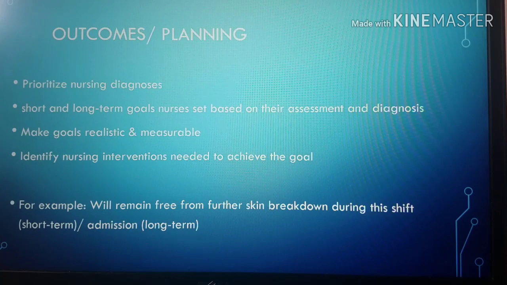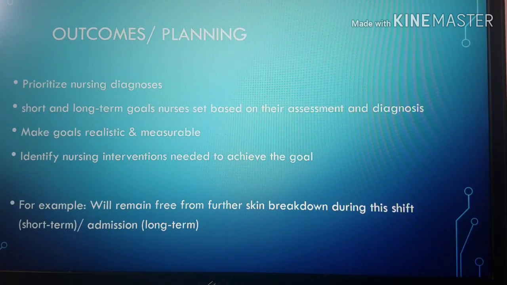Now, you might have had a patient who had a stroke, but they're physically fine, right? They're moving around, they're walking, they're talking, but maybe cognitively, they're a little bit confused, okay? Or maybe they're a little bit forgetful. And so your goals for this patient are not going to be the same. So what's the point I'm trying to make is that when we're establishing nursing diagnosis and we're coming up with a plan and expected outcomes for our patient, it needs to be client-centered. Every stroke patient is not going to have the same plan of care. And so going with this one, we'll say will remain free from further skin breakdown during this shift or during admission as a long-term goal.